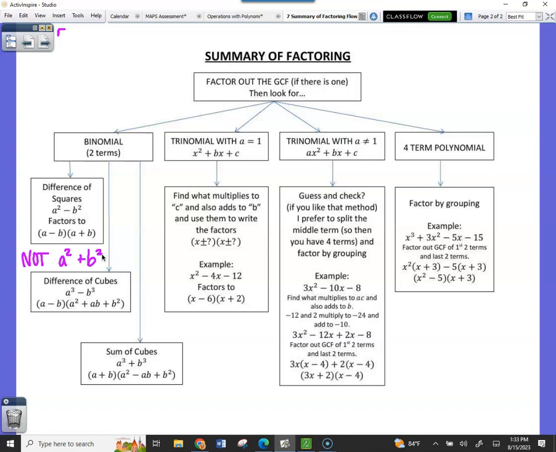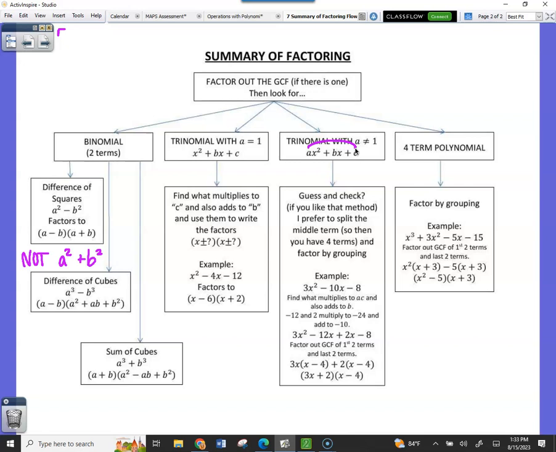Now, that's different than what we just did. Look at the difference. What we just did, they weren't squares, they were cubes. So make sure to not get those confused, okay? If you have a quadratic where a is 1, it factors very quickly to the parentheses based on what will multiply to give you C and add to give you B. This should ring a bell. If A is not 1, it's still what multiplies to give you A times C and adds to give you B.